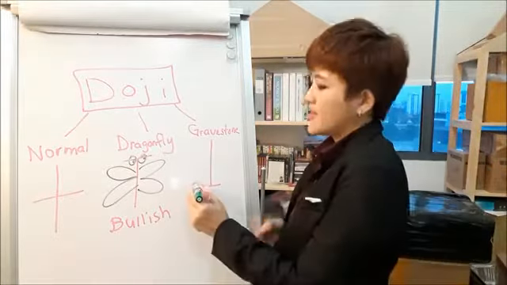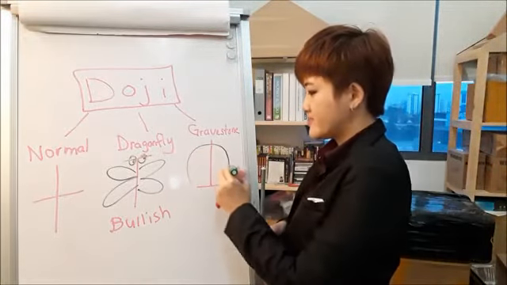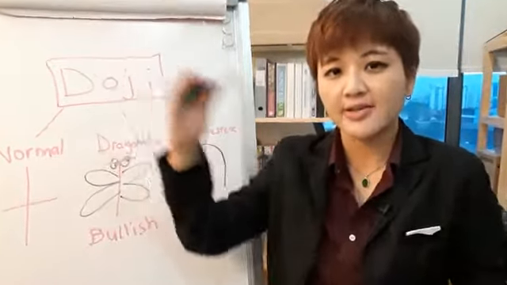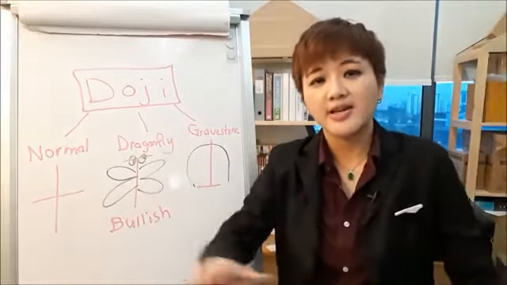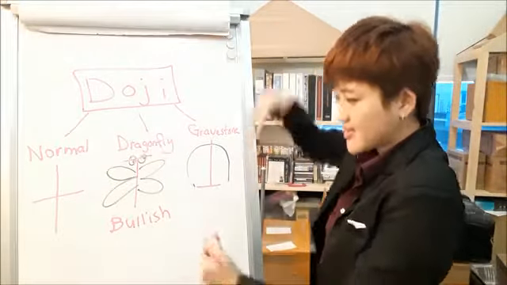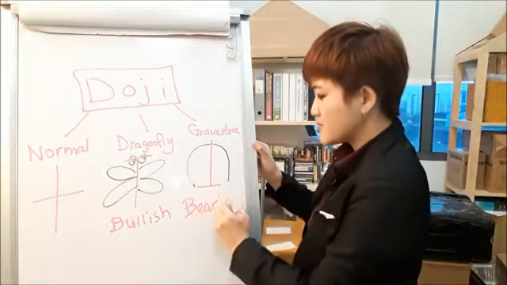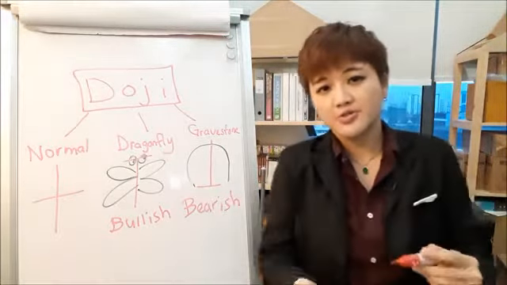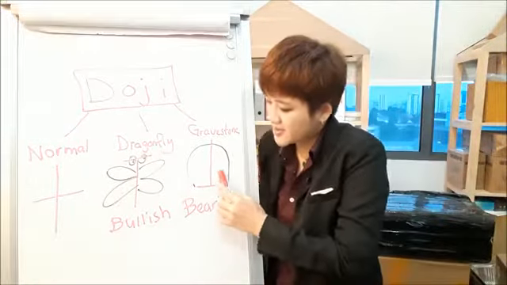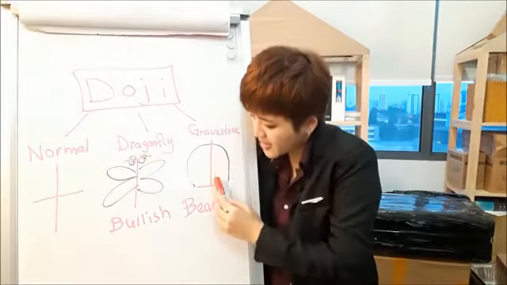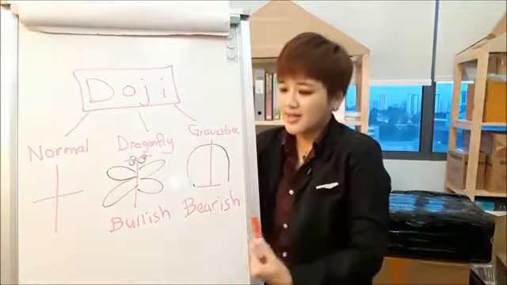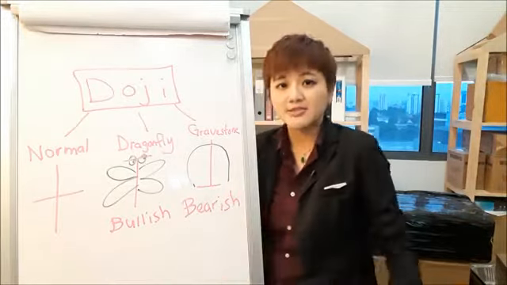Gravestone doji. I'm not trying to be morbid, but where do you plant a grave? You don't plant it in the sky, right? You plant it at the soil, at the ground, okay? The direction is downwards. So when you see this candlestick pattern, gravestone doji, buyers came in initially, then sellers pushed the price down and then closed over here. Sellers won, and hence this is a bearish signal.